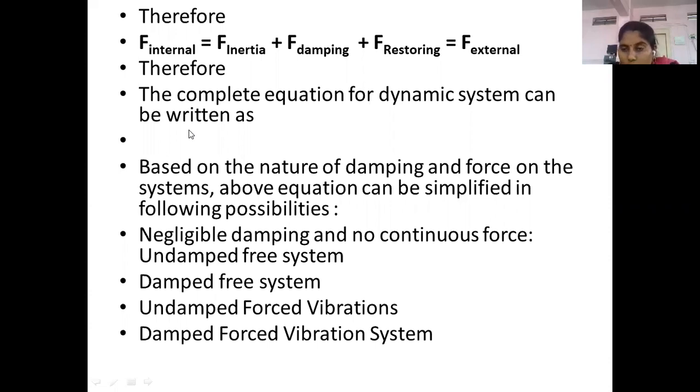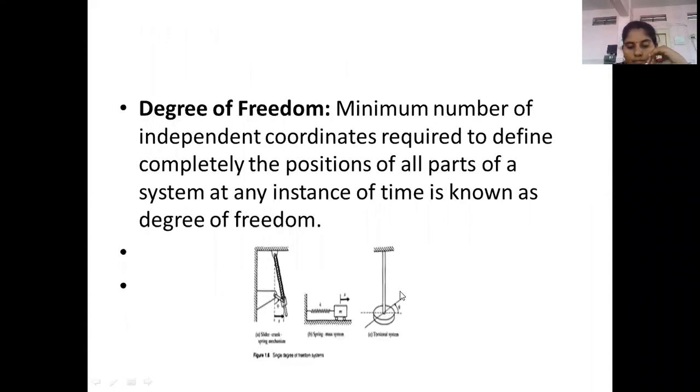If the external force is applied, then the internal forces resist the external force, and the system will be in an equilibrium position. Based on this, there are different derivations, and we will solve them. Before solving these derivations, we should know some basic definitions: degrees of freedom, natural frequency, and damping. Those parameters we see within a short period, and then we move towards the derivation.